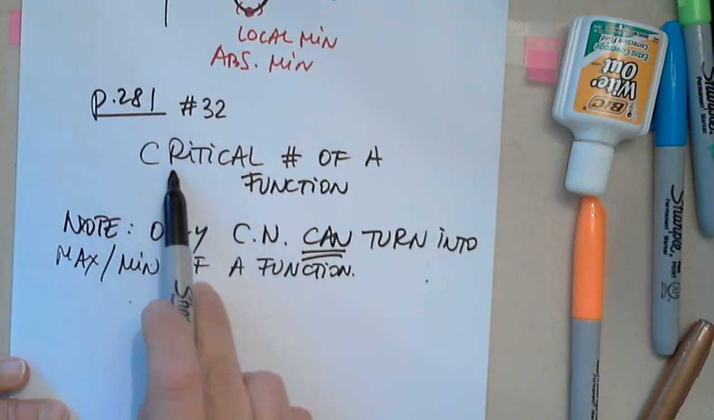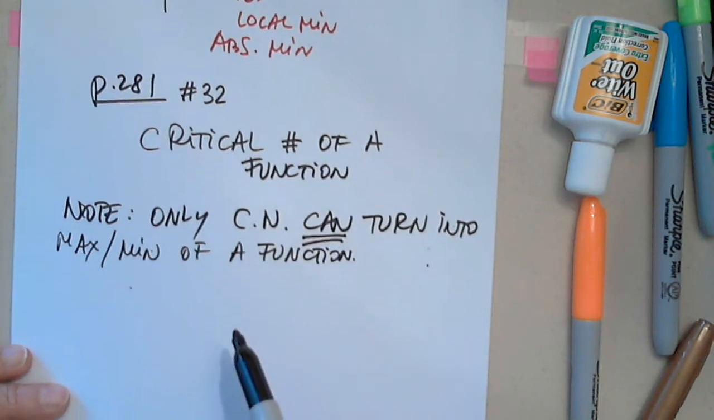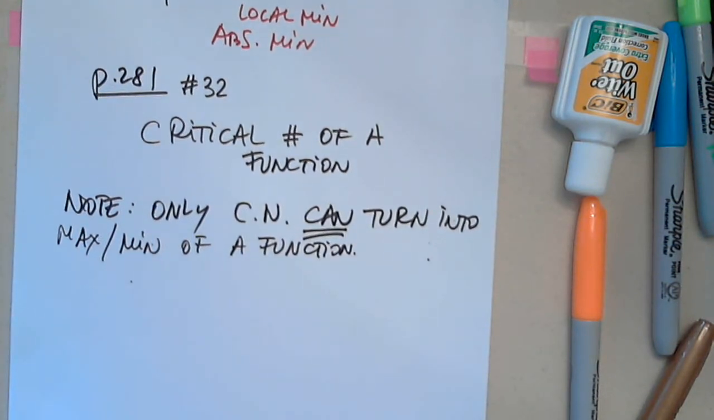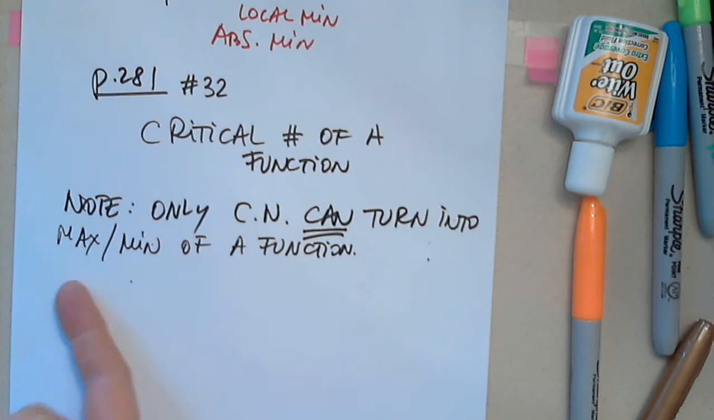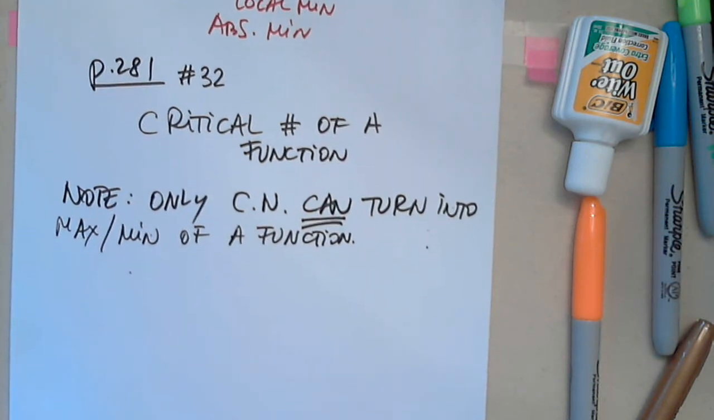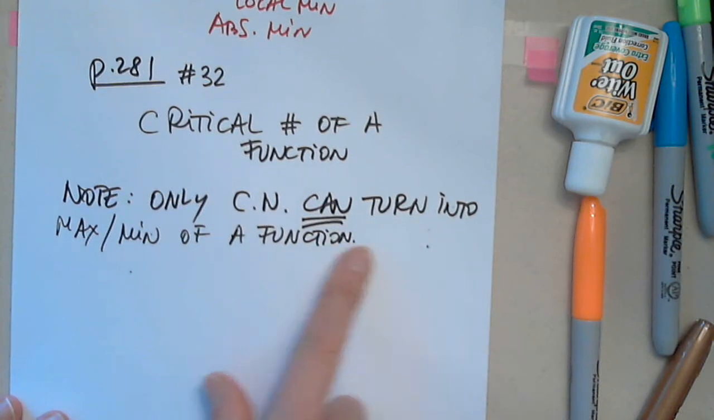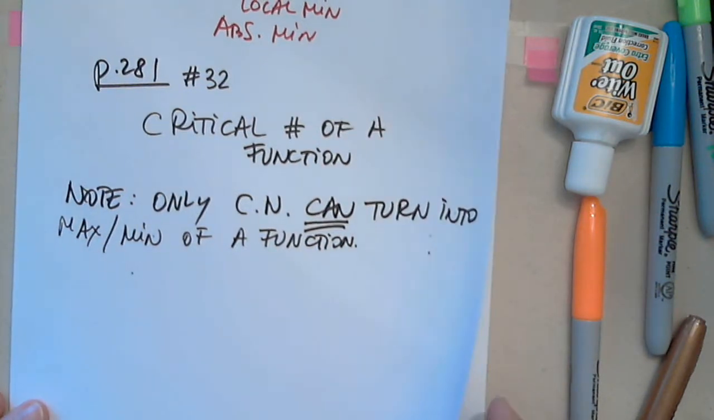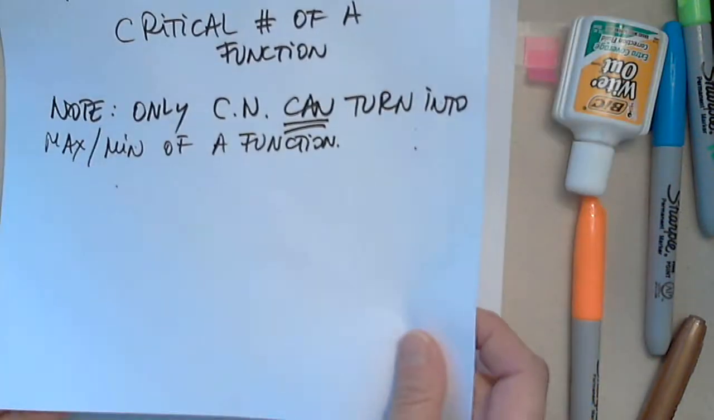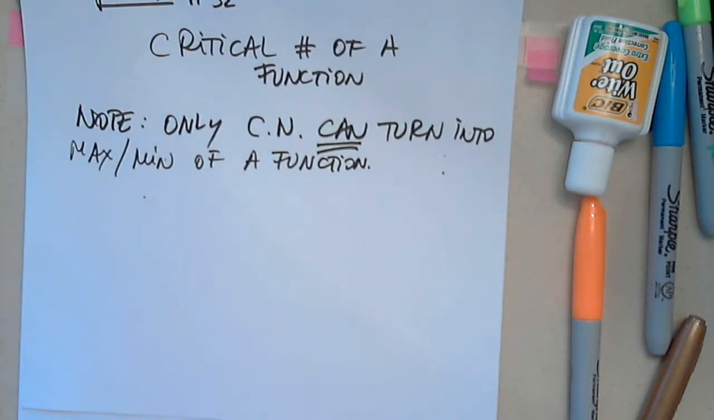If a function has no critical numbers, the function does not have a max-min. Once I determine the critical number, do I know whether it's a max or a min? No, I have no idea. More work needs to be done before we conclude whether it's a max or a min. But only critical numbers may turn into a max-min of a function. No critical numbers, no max-min.